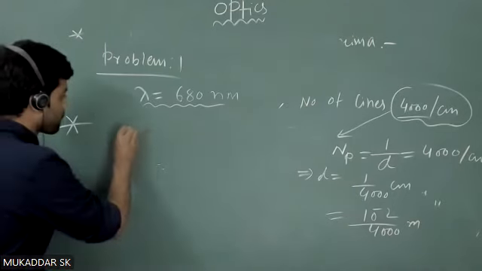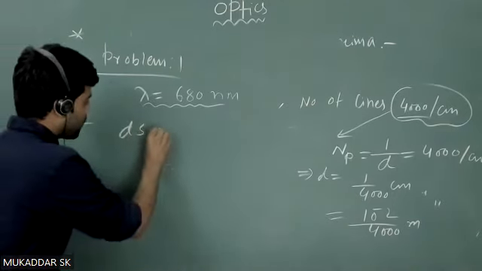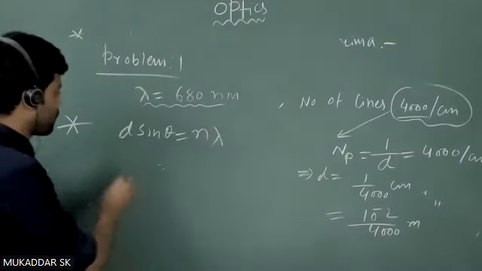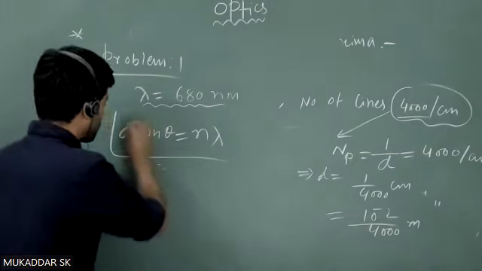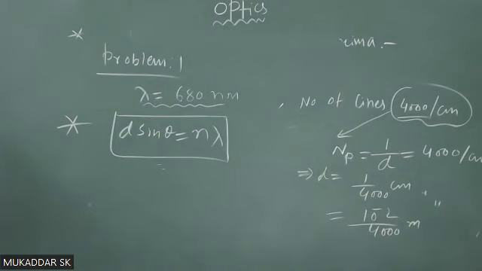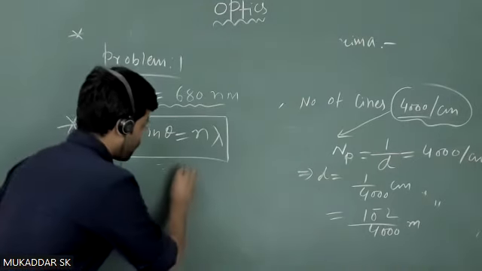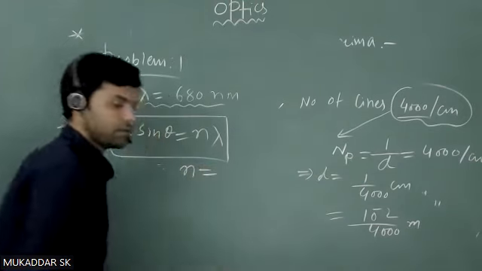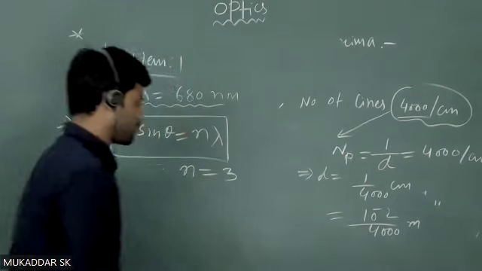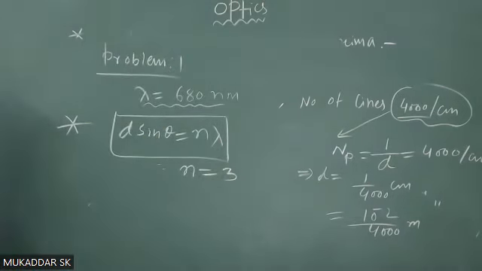What is the condition for maxima? d sin theta equals n lambda. This is the condition for maximum intensity in grating diffraction, right? So for third order maxima, what will be the value of n? How much will it be? For third order n should be 3. We discussed this, right?